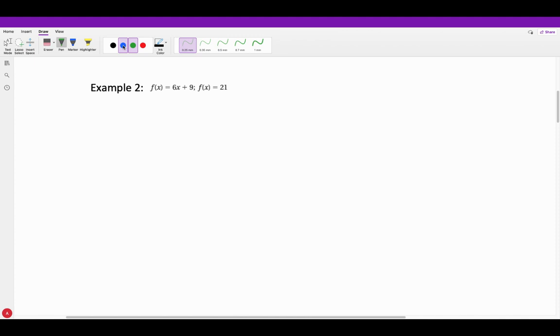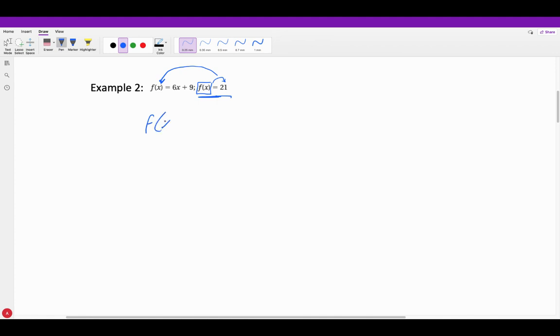Now the second example says f of x is equal to 6x plus 9, and now it just says f of x is equal to 21. So since they're not telling us that x is equal to something, and we're not asked to substitute in for x, they're telling us what the whole function is equal to. Well, we need to substitute that in for this f of x.